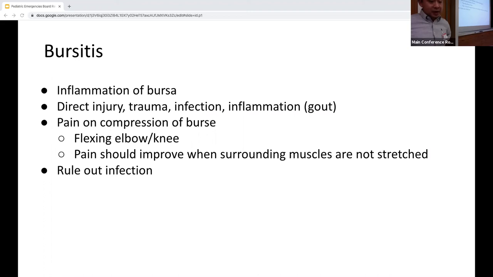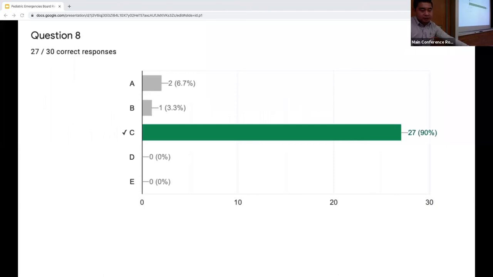You're going to have pain with compression of the bursa and then flexion of the elbow and knee. So the idea is that if you have bursitis, when you fully extend his arm, the pain should get better, but then it should get worse when you flex it because you're flexing the surrounding muscles. And the idea is you want to rule out infection, which is also true here.